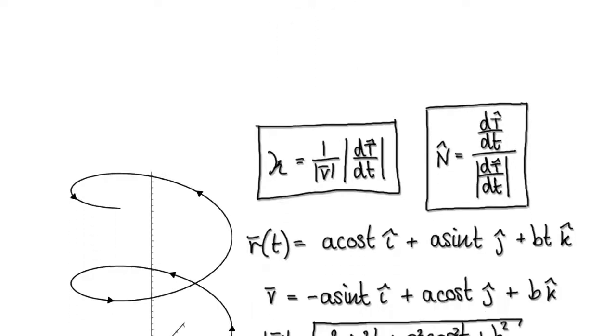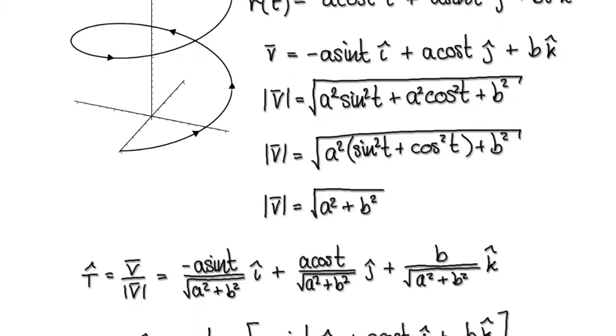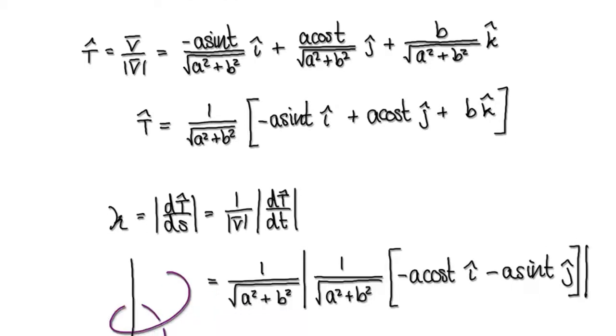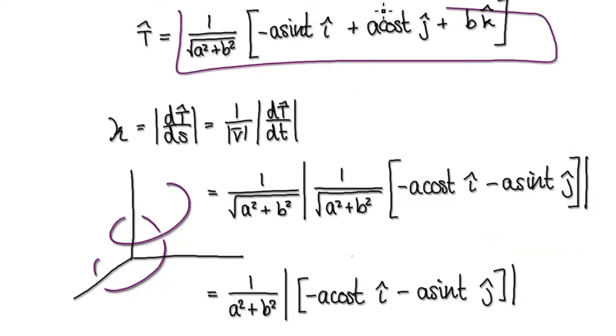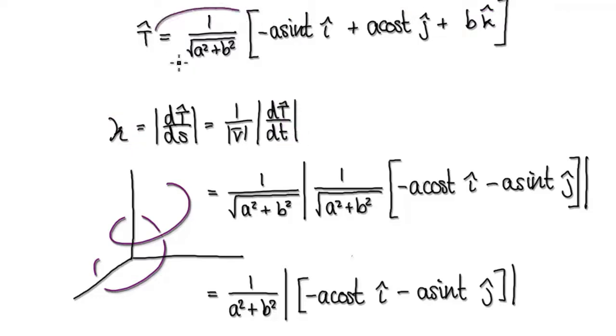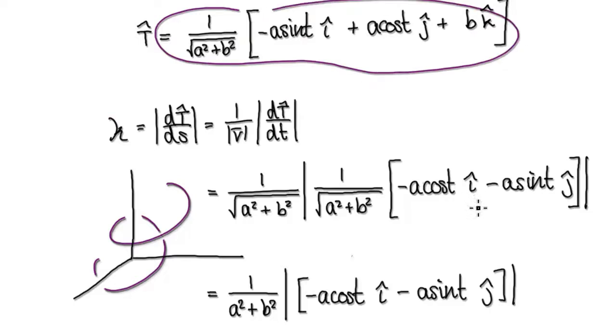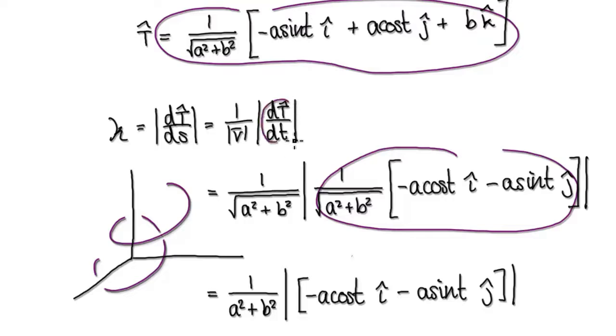Following on from the previous video, we got to this stage here. We worked out our unit tangent, and then to work out curvature, we need to differentiate the unit tangent with respect to time. So differentiating this thing here would then give us this thing here.